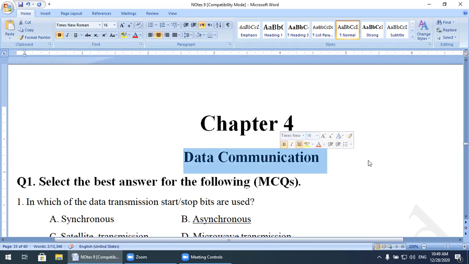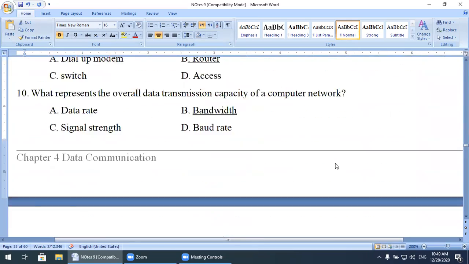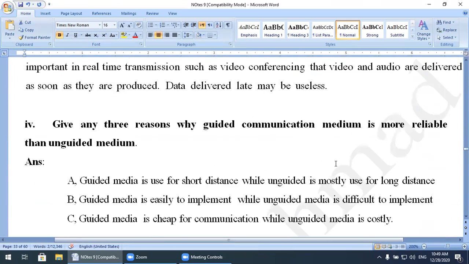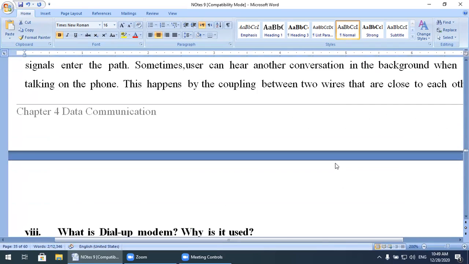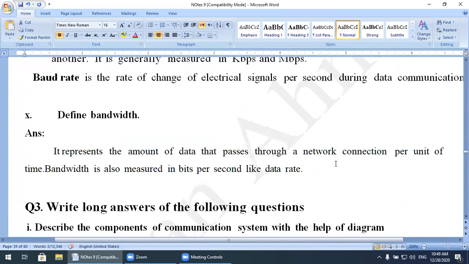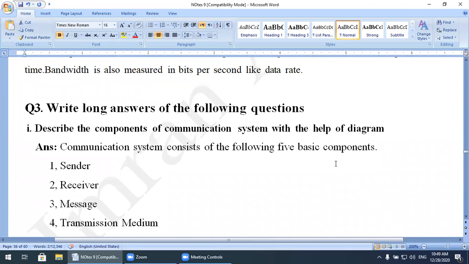As you know, I checked all the chapters, and only one topic, amplitude, is remaining from the exercise. The chapter number 4 exercise covers the whole chapter. If any topic remains, we will discuss it at the end of the chapter. So chapter number 4, data communication, we will start from the long questions. Why do we start from the long questions? As I told you, long questions consist of all the topics included in the chapters.